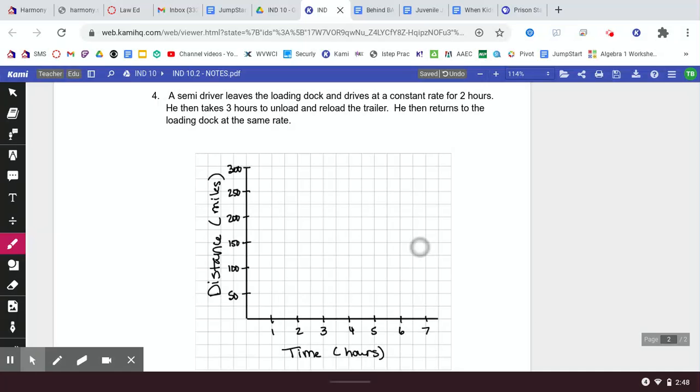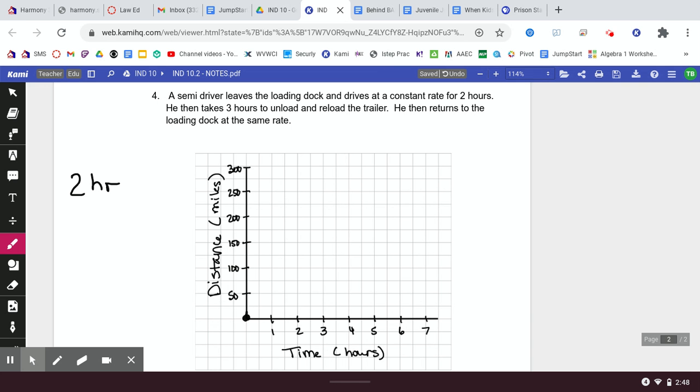It's pretty easy. A semi truck leaves the loading dock, right? So this is our distance from the loading dock. Our starting point is the loading dock. He leaves the loading dock. He drives at a constant rate for 2 hours. So we're not told what rate. We're just told that it's constant. And he's driving for 2 hours, right?